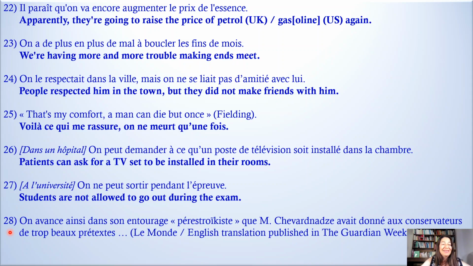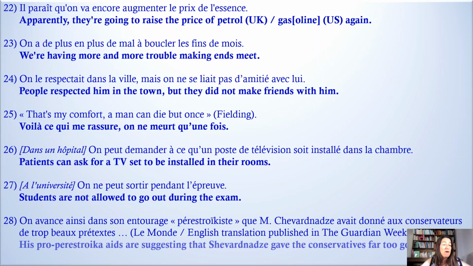Let's take a last example. On avance ainsi dans son entourage perestroïquiste que Monsieur Chevarnadze avait donné aux conservateurs de trop beaux prétextes. So, who's on? Obviously, on is the perestroika people around Mr. Chevarnadze. Therefore, we can use that noun to translate on by: his pro-perestroika aides are suggesting that Chevarnadze gave the conservatives far too good excuses.